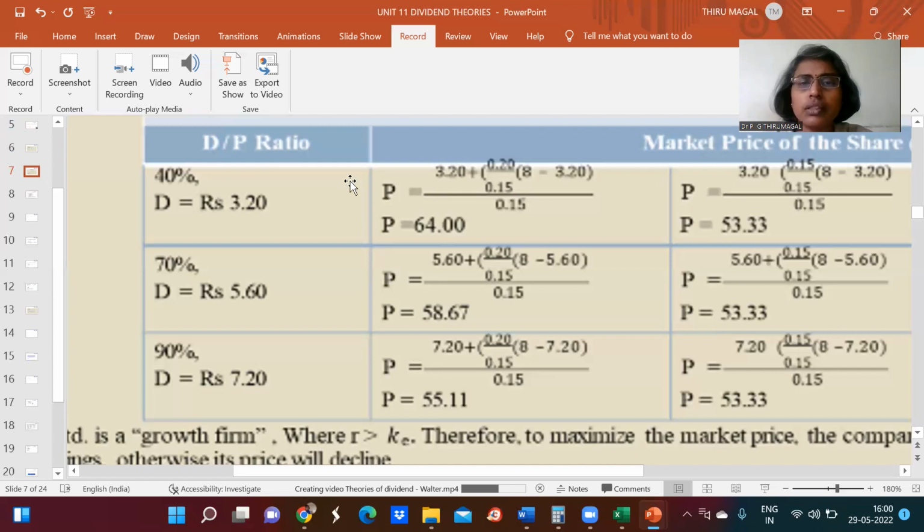Now we need to apply all these values in the formula. P equals dividend 3.20 plus R by K. In some problems they may use the terms interchangeably, no issues. Either EPS minus dividend into R by K, or R by K multiplied with EPS minus dividend, both are the same. R is 20%, that is 0.20, divided by K value 0.15, into 8, where 8 minus 3.20 is EPS minus dividend, the whole divided by K, again 0.15. If we simplify this, the value we are getting is 64.